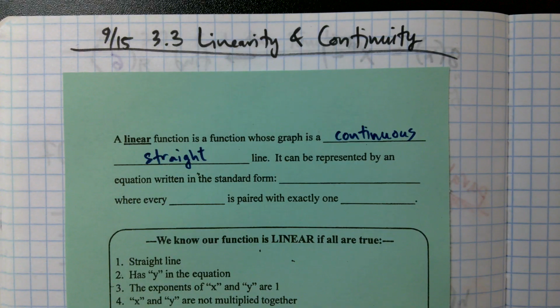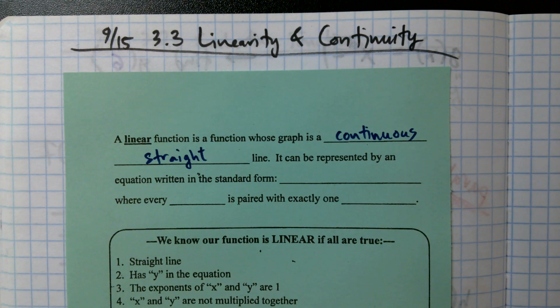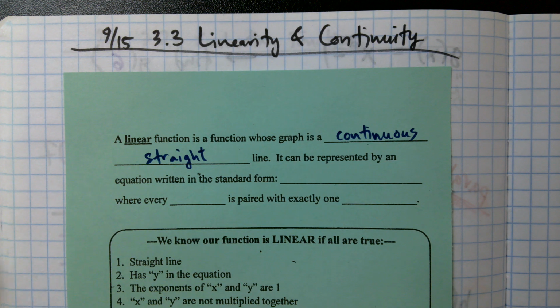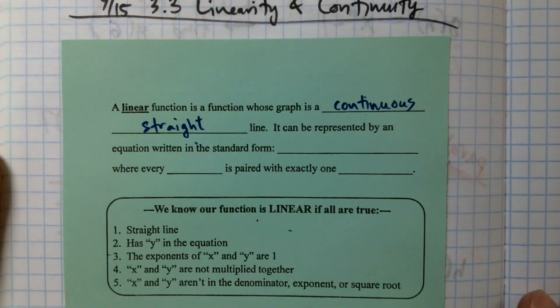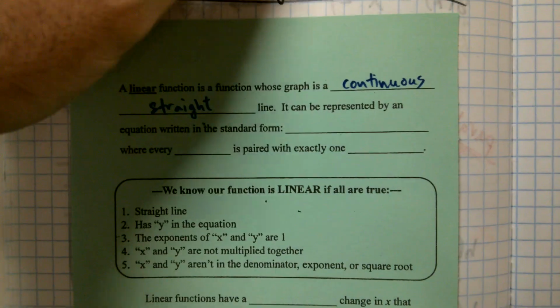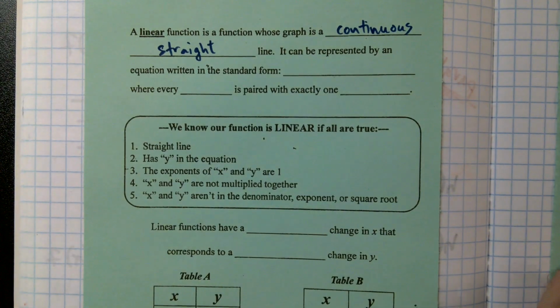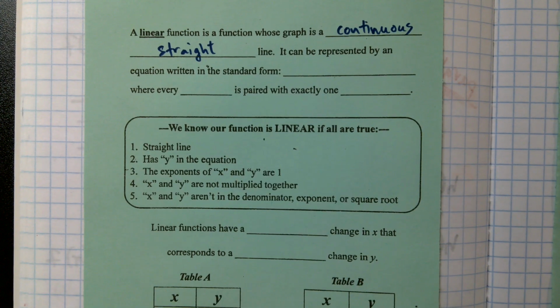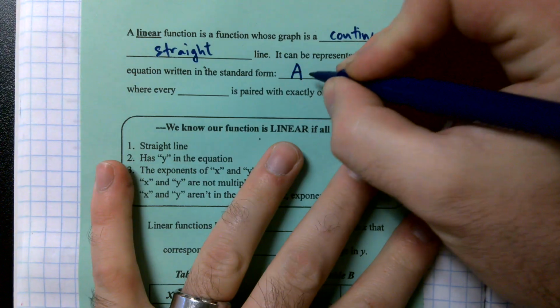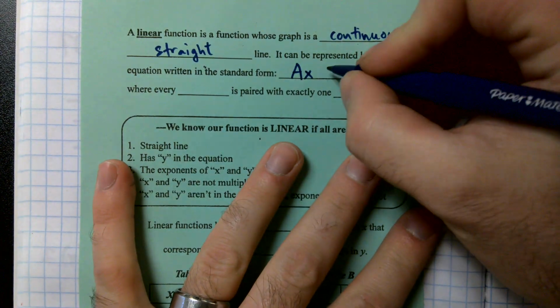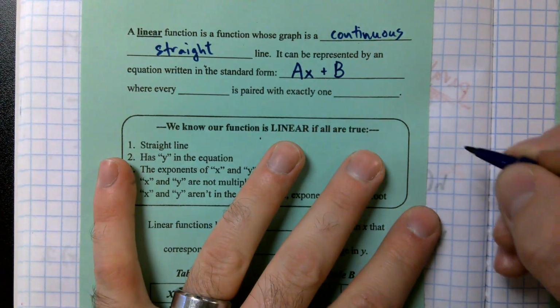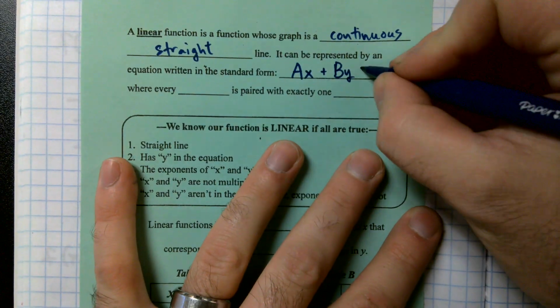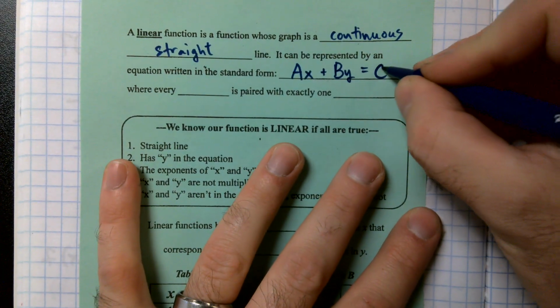Continuous means there are no breaks, right? And Alex, you saw those open dots and the closed dots and all that. A linear function does not have any breaks in it. It's continuous. All the dots are connected in a straight line. And it can be represented by an equation written in the standard form: capital A, lowercase x, plus capital B, lowercase y, equals capital C.